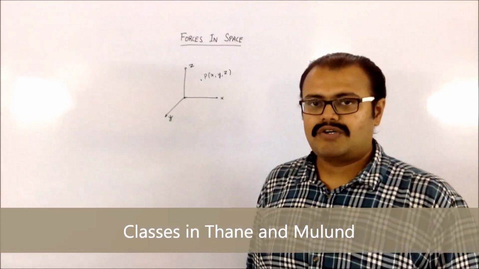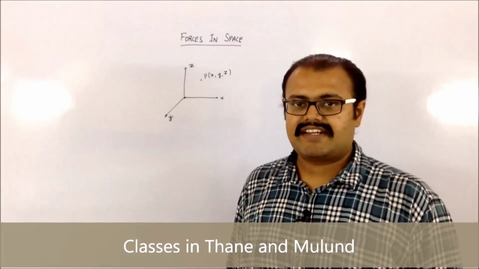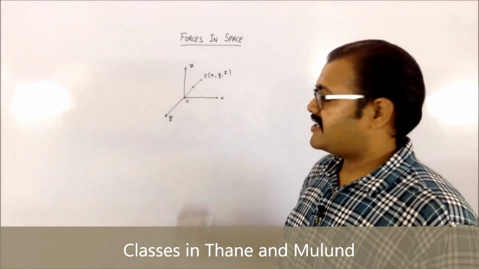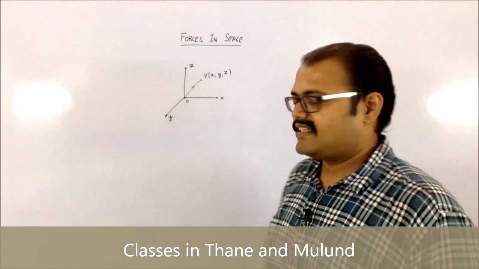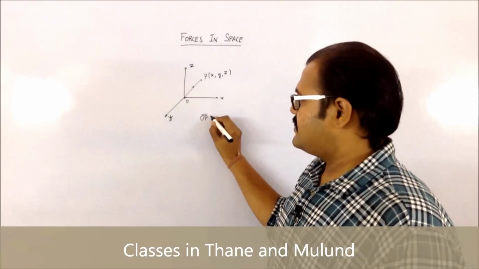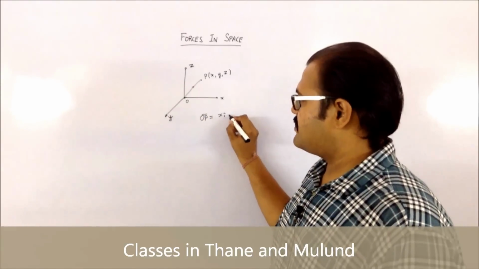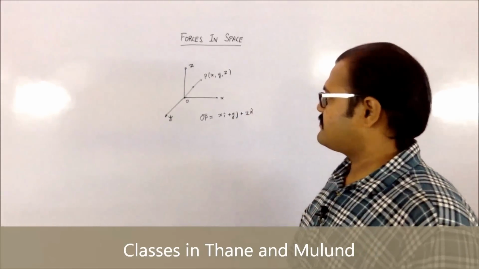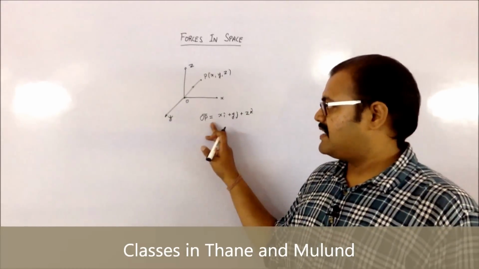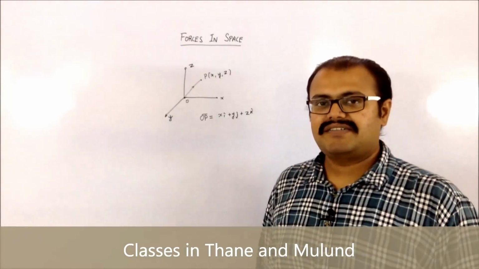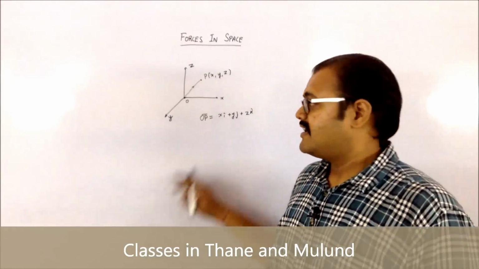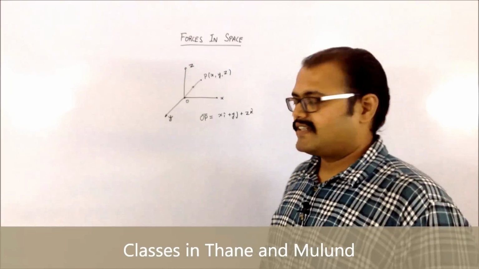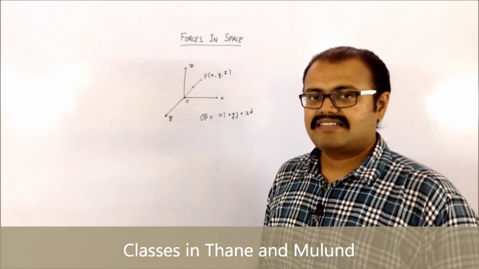Now if I just want to indicate what is going to be my vector along OP, that is from origin to the point P, then that vector is given by OP bar is nothing but xi cap plus yj cap plus zk cap. So over here my OP bar is nothing but xi, where i is a unit vector along the x-axis, my yj where j is my unit vector along the y-axis, and my zk where k is the unit vector along the z-axis.